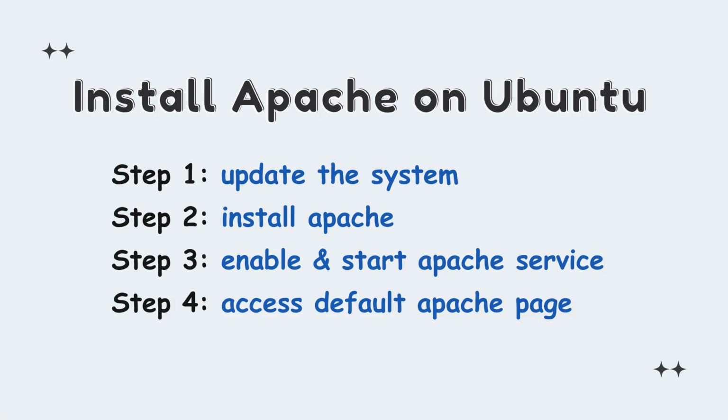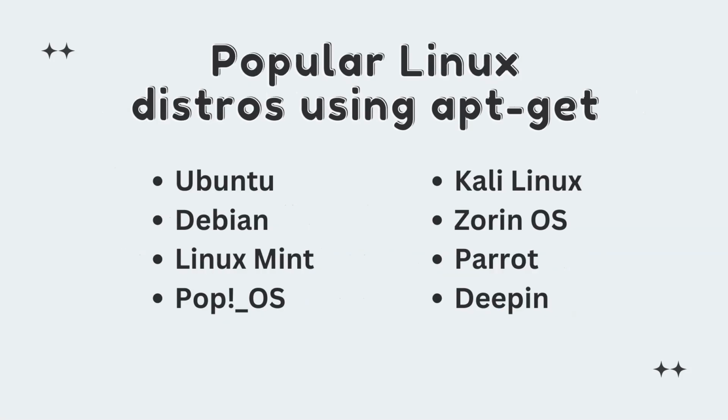And final step would be to access default Apache page to make sure installation is successful and everything is working as expected. For this demo, I am using Ubuntu 22, but you can also follow these steps on all those Linux distributions where we can use apt or apt-get to install packages.